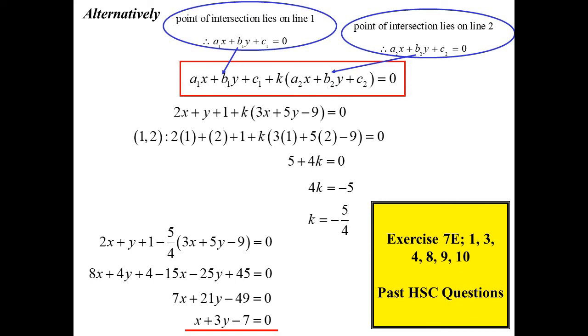So 17 to finish off. Look, I've also run off some past HSC questions there.